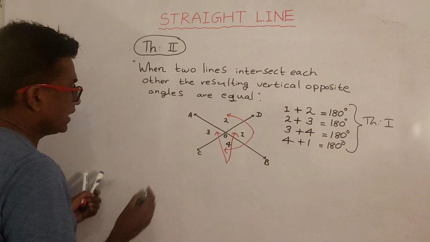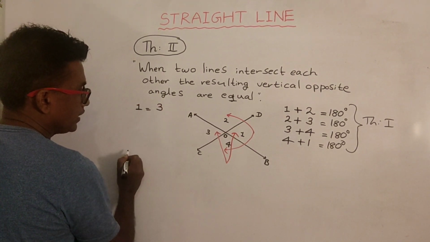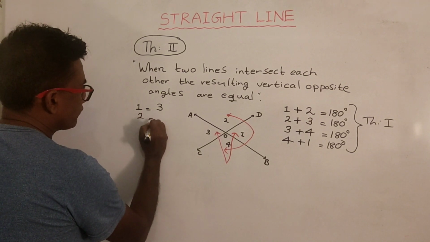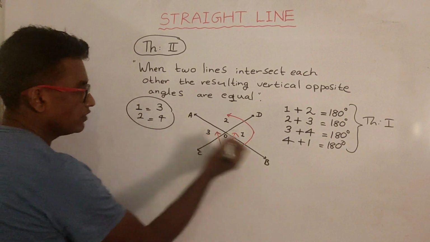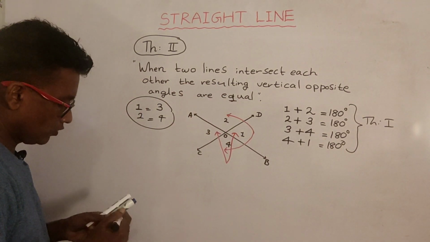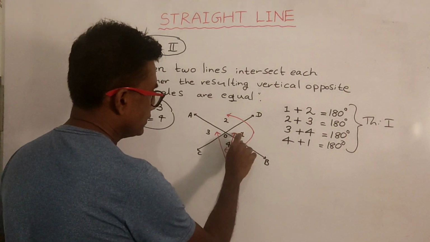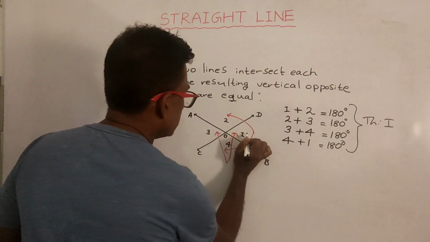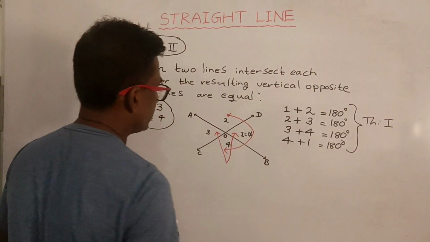The theorem says we have to prove that 1 is equal to 3 and 2 is equal to 4. How are we going to come to this conclusion from this? Let us see how we do this. Okay, we'll assume that angle 1 is alpha degrees.